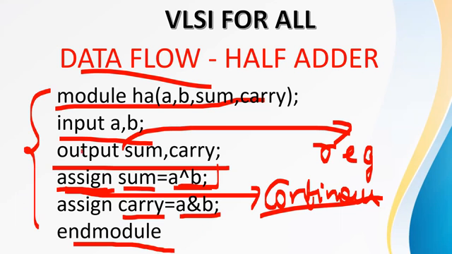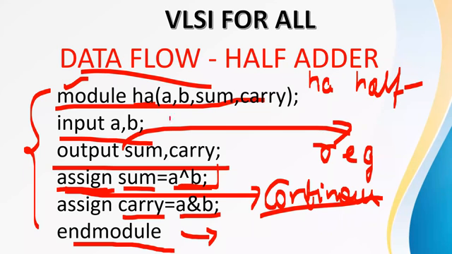This complete refers to lesson 1. Module represents lesson 1, and end of module represents the completion of the lesson. And this HA is nothing but half adder. Half adder is the name. You can represent it anywhere, HA or just H or half adder. Anything.